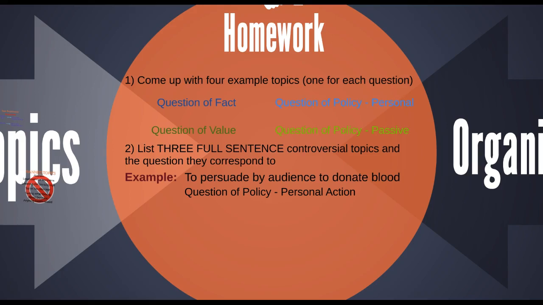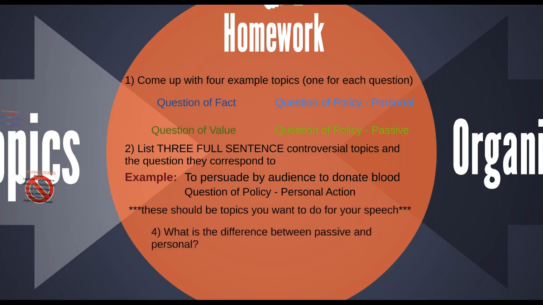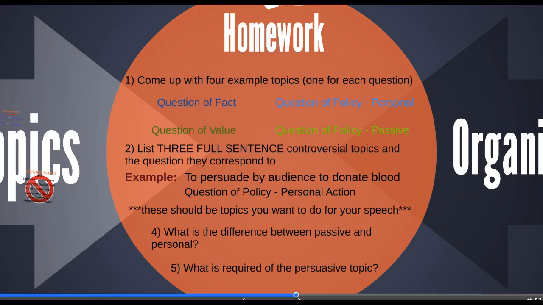This is what I'm going to utilize to actually approve topics. So what you have to do is put down the topic and identify what question it falls into. So like I said, these should be ones you want to do for the speech. Once you've done that, you need to tell me what's the difference between passive and personal. It's important you understand the difference. And then what's required of a persuasive topic. So there's one requirement that I added on that I just talked about a second ago, in addition to what's already required for a topic that, for instance, is informative, when we talked about it being narrowed and relevant and all that sort of stuff. So that's it.